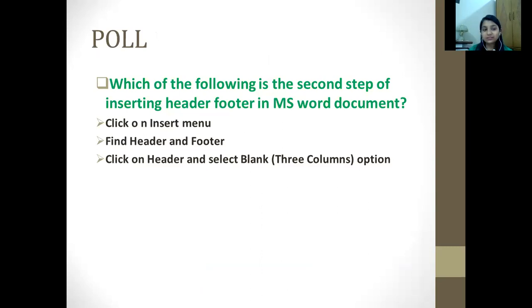So here's another question. Which of the following is the second step of inserting header footer in an MS Word document? Now we have understood about the steps, so you would be telling the steps, which is at the second number. The options are: click on insert menu; then find header and footer, and clicking on header and select blank 3 columns option. I'm again giving you a few seconds to think about the second step.